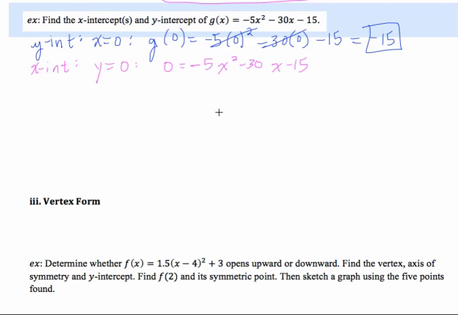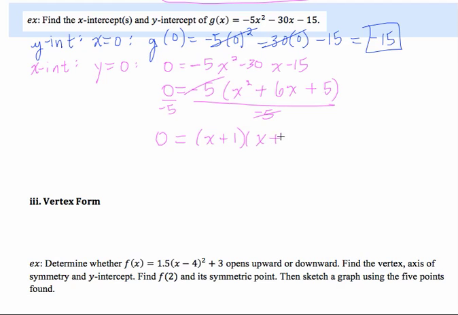Now, just looking at this one, I'm looking for a greatest common factor to simplify things first. Looks like I can take a negative 5 out of everything, and that will simplify this a lot, because then we'll have x squared plus 6x plus 5. Divide both sides by negative 5 to make that go away. So we get 0 equals. Now this factors beautifully. x plus 1, x plus 5, very straightforward. So setting the first factor equal to 0, we get x equals negative 1. And setting the second factor equal to 0, we get x equals negative 5 for our two x-intercepts.